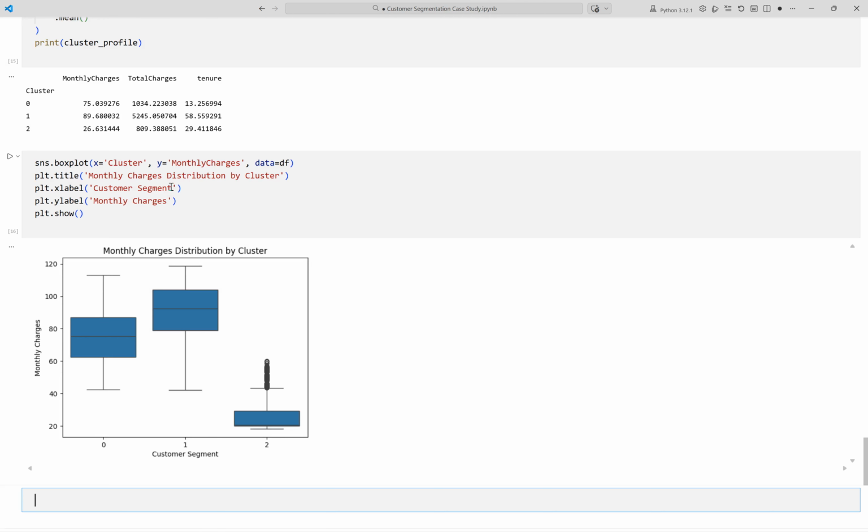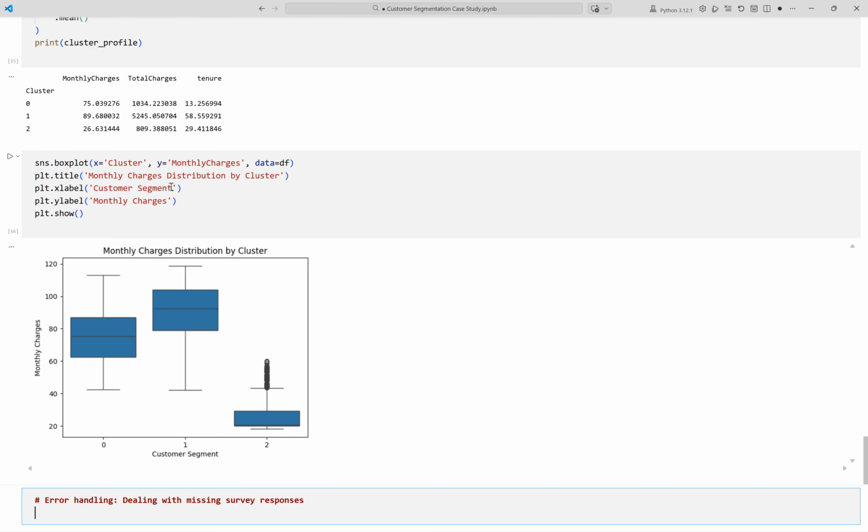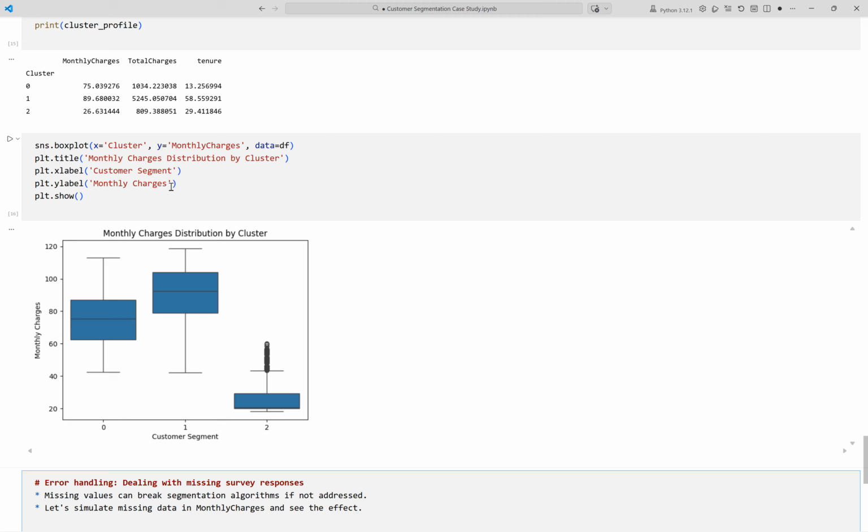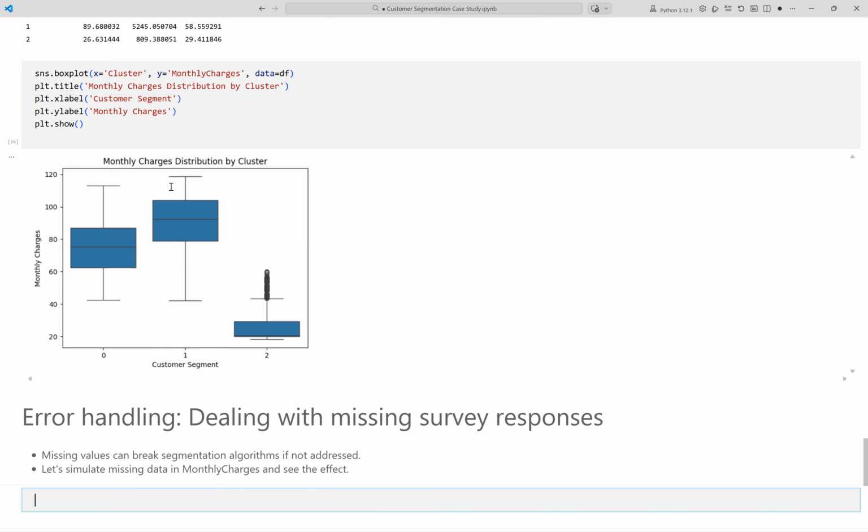Error handling, dealing with missing survey responses. Missing values can break segmentation algorithms if not addressed. Let us simulate missing data in monthly charges and see the effect. Running the cell now. We create a copy of our data and introduce 5% missing values to monthly charges. This allows us to practice handling missing survey data before analysis.